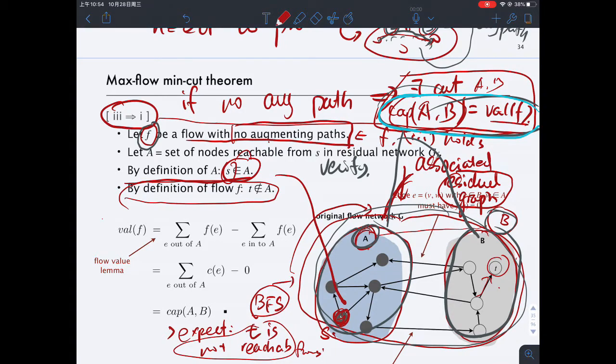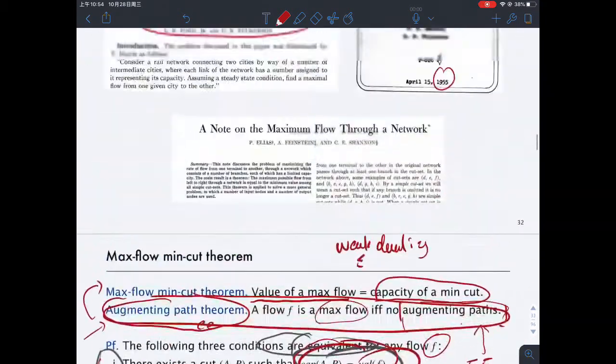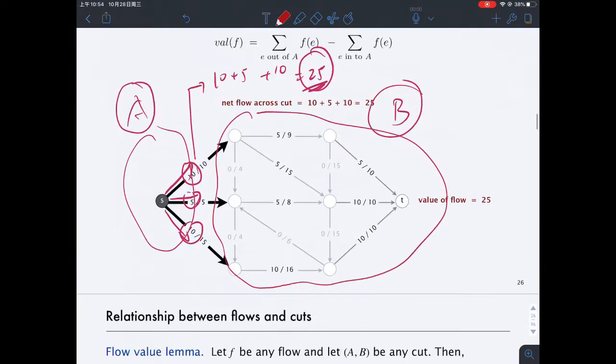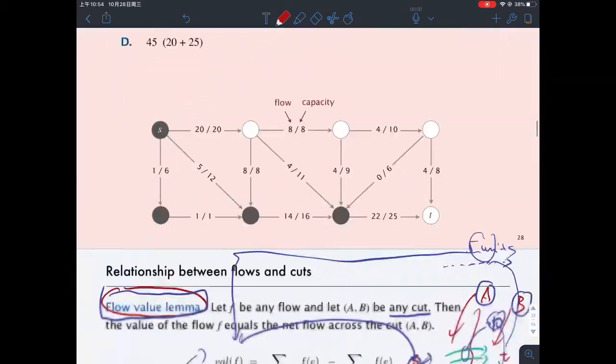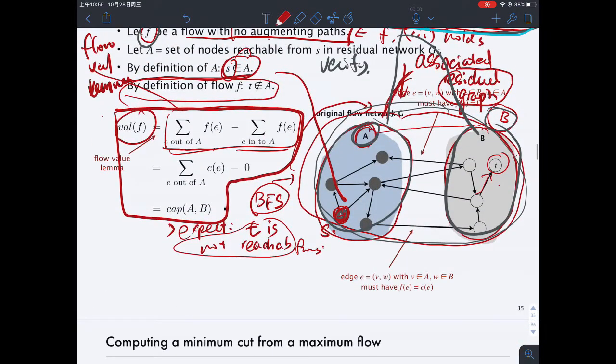Now we can do a bit of math here. We are trying to explain all the equalities here. The value of the flow equals E out of A minus E into A. This is the flow value lemma, which we saw very early on. So we just apply this lemma and we know that the first equality holds. And the second thing, we want to prove the equality highlighted by my red pen.